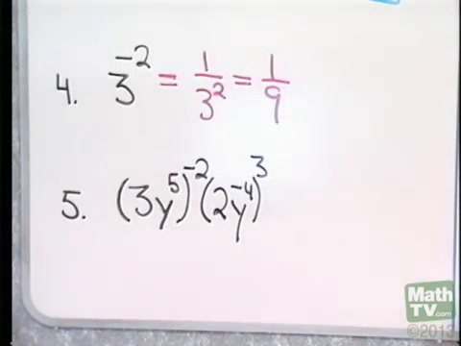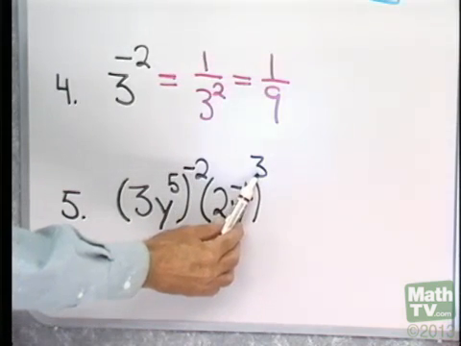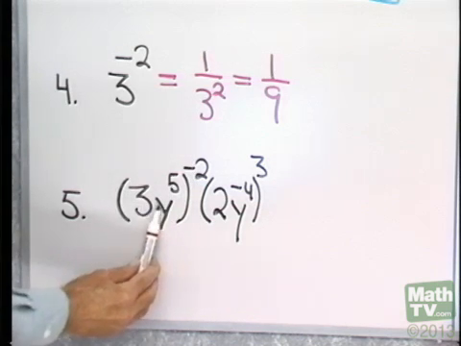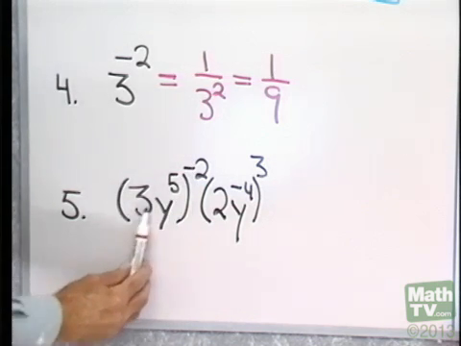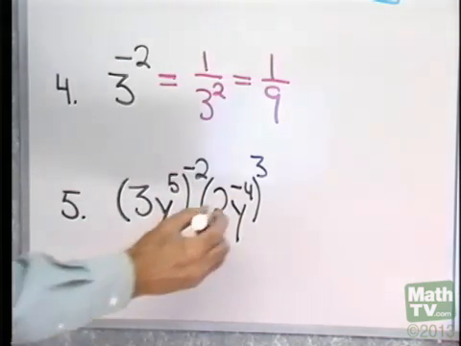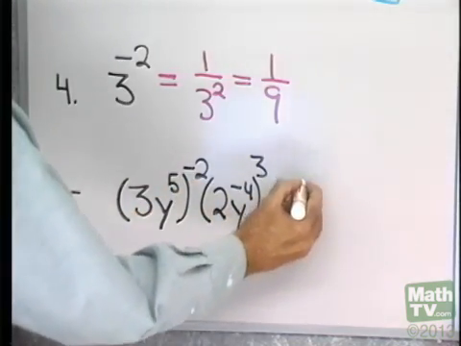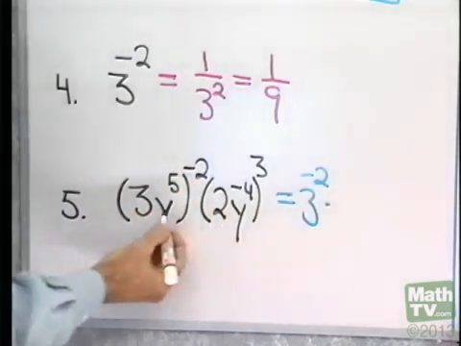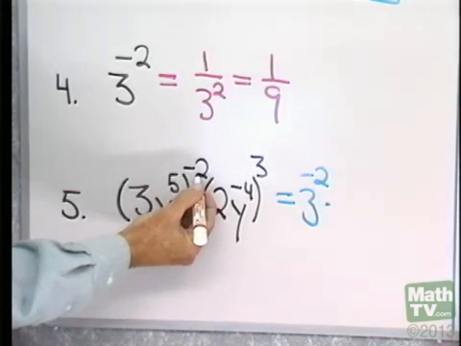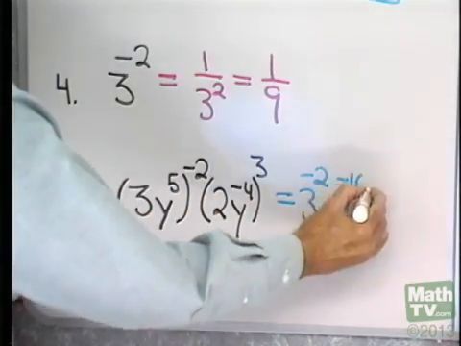3y to the fifth, all that to the negative 2, and then I have 2y to the negative fourth, all to the third. So I'm going to start with my property of exponents that says that when this is multiplication and everything's raised to a power, I can distribute that power over both things in the product. So I'm going to start by writing this as 3 to the negative 2 times y to the fifth, all raised to the negative 2. I have a power raised to a power, so I multiply exponents. Y to the negative 10th.